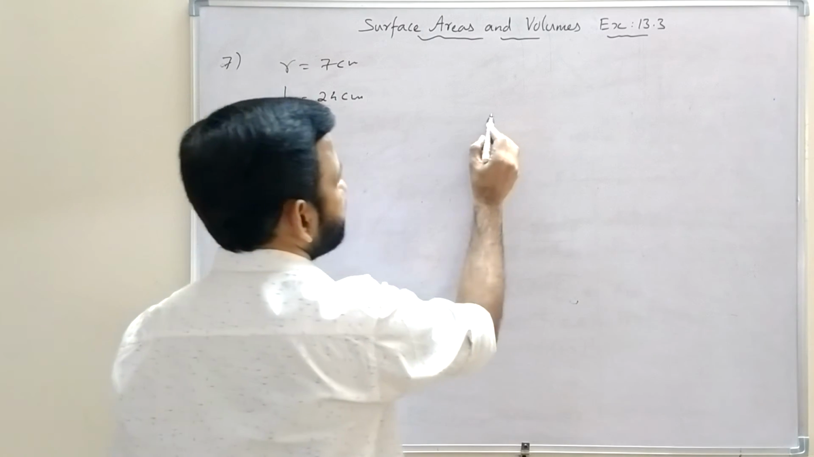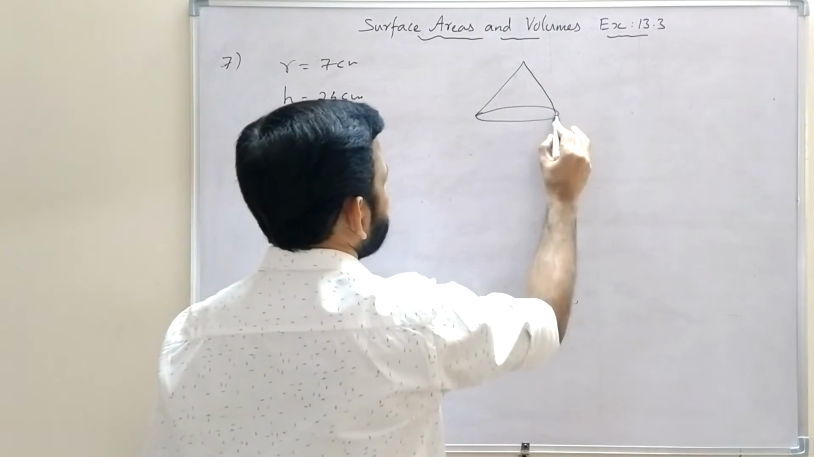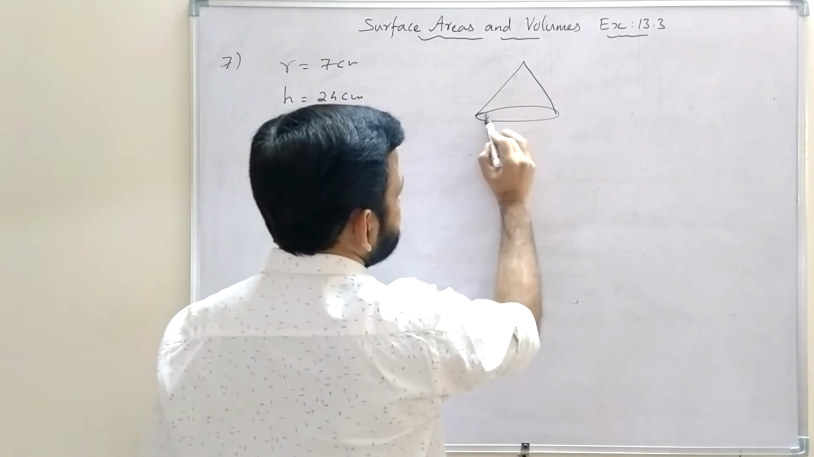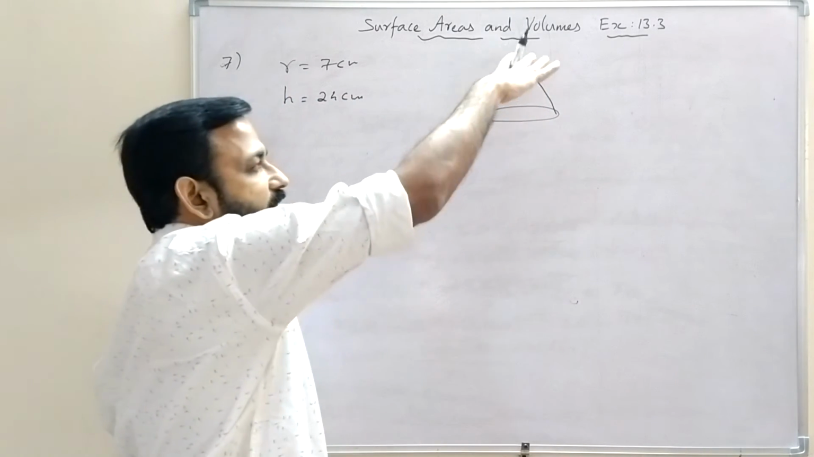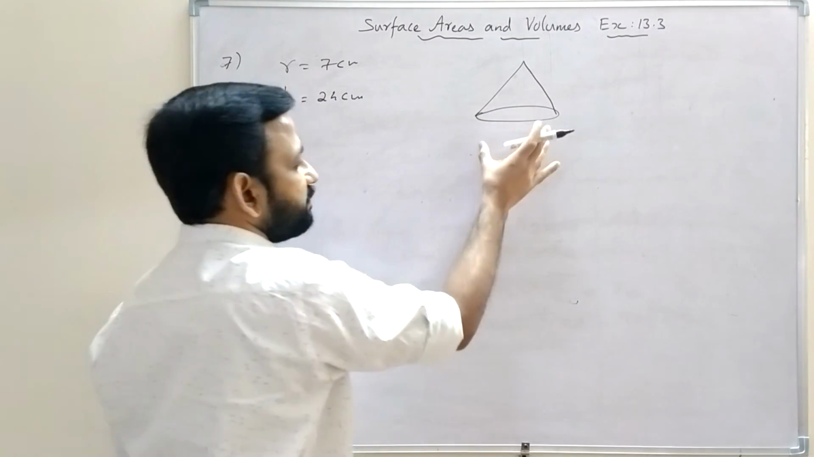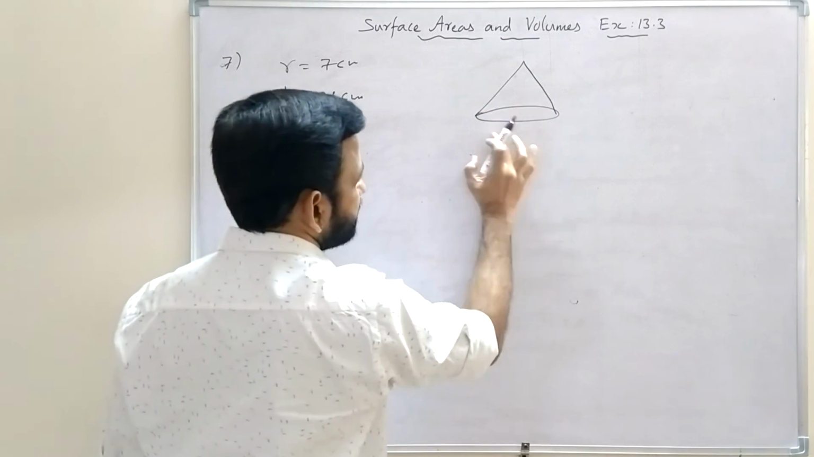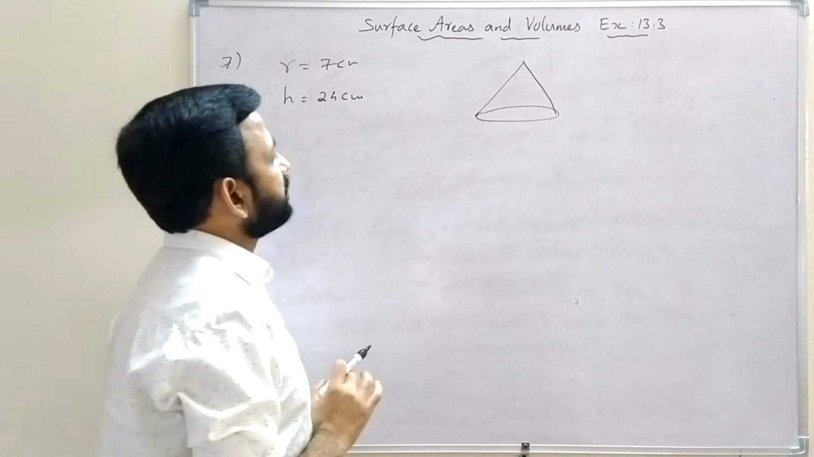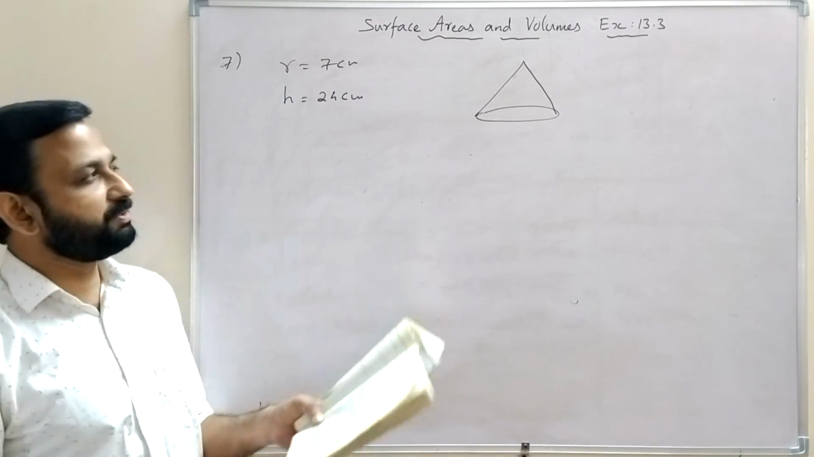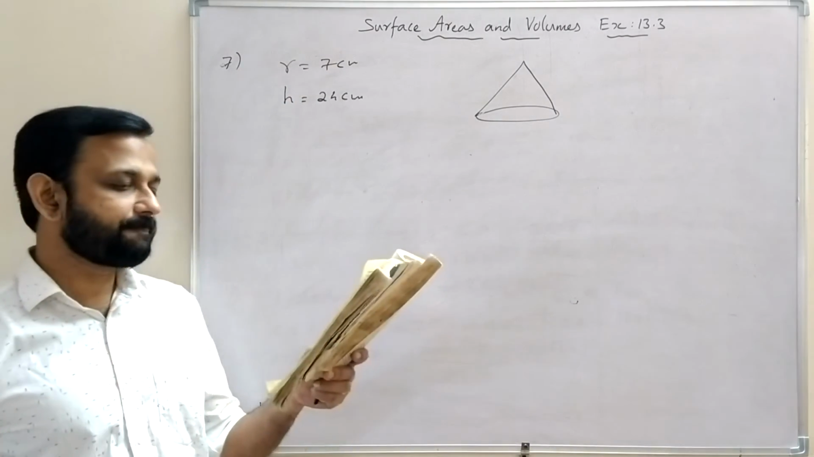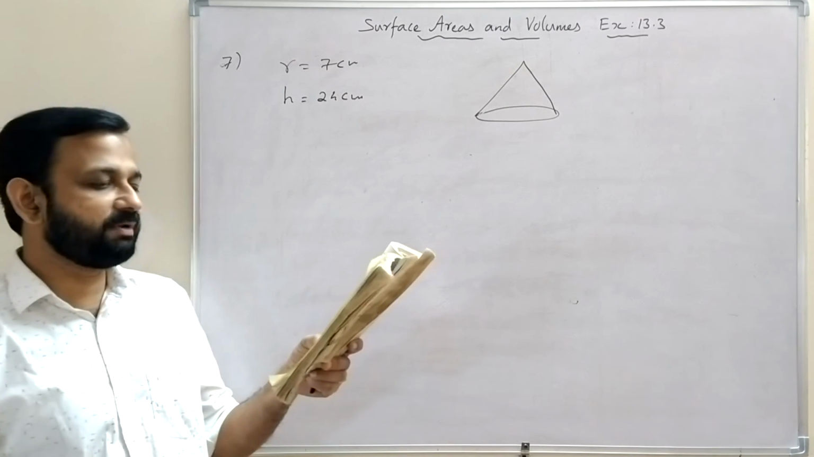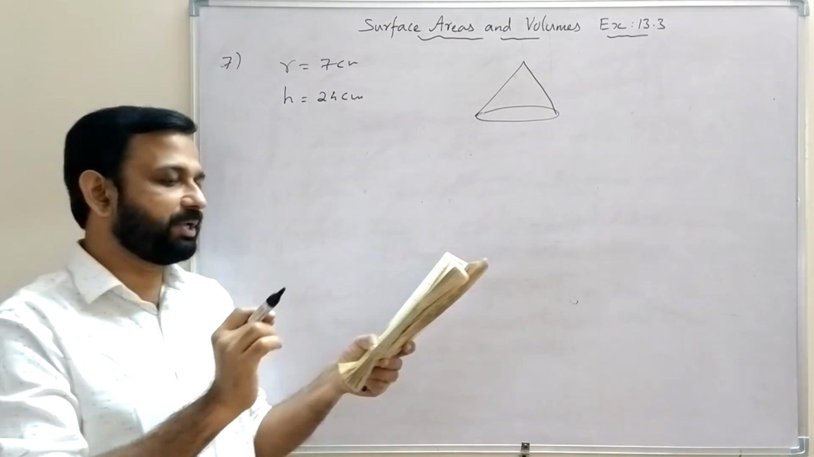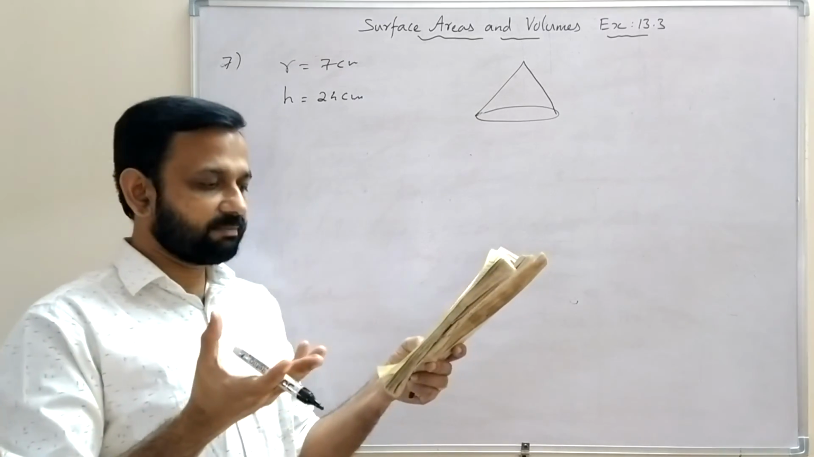So this is the joker's cap, and here the joker's cap is open. We use the material to cover only the curved surface, because it is a cap, so this side is open. So the area of material used is equal to the curved surface area. And here we have 10 such caps, so into 10. So that will be the area of sheet required to make 10 caps.